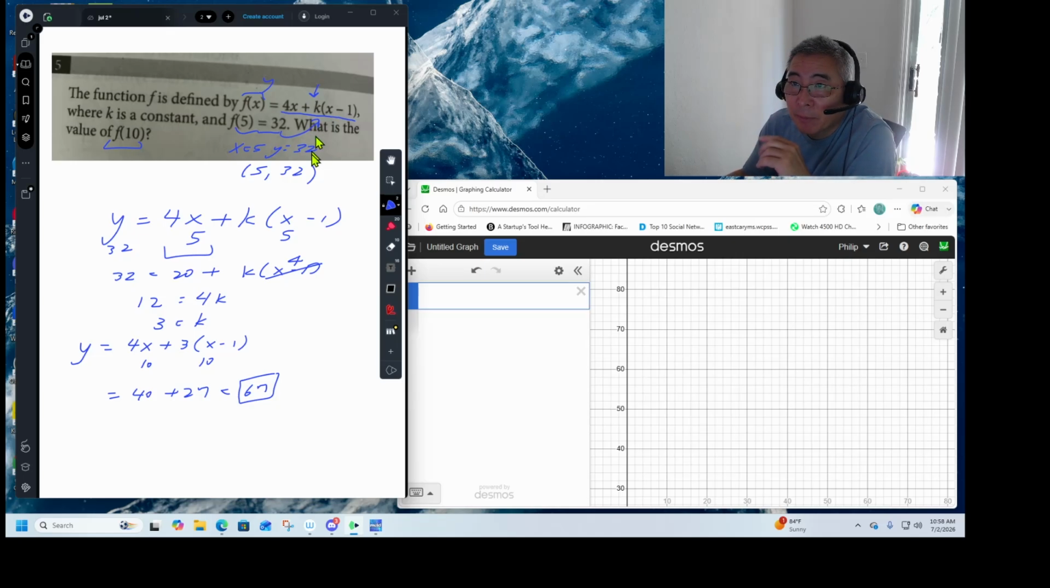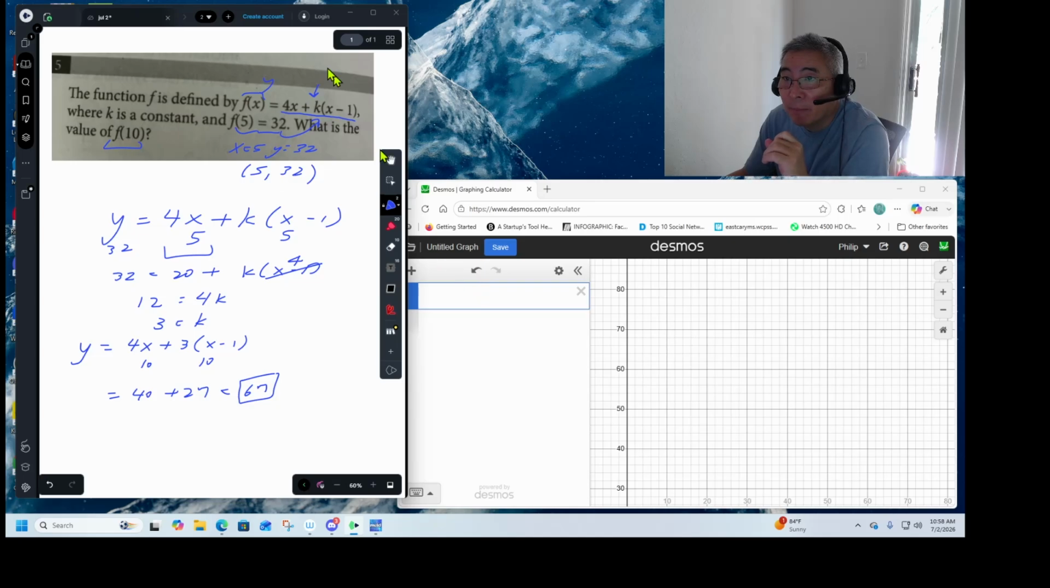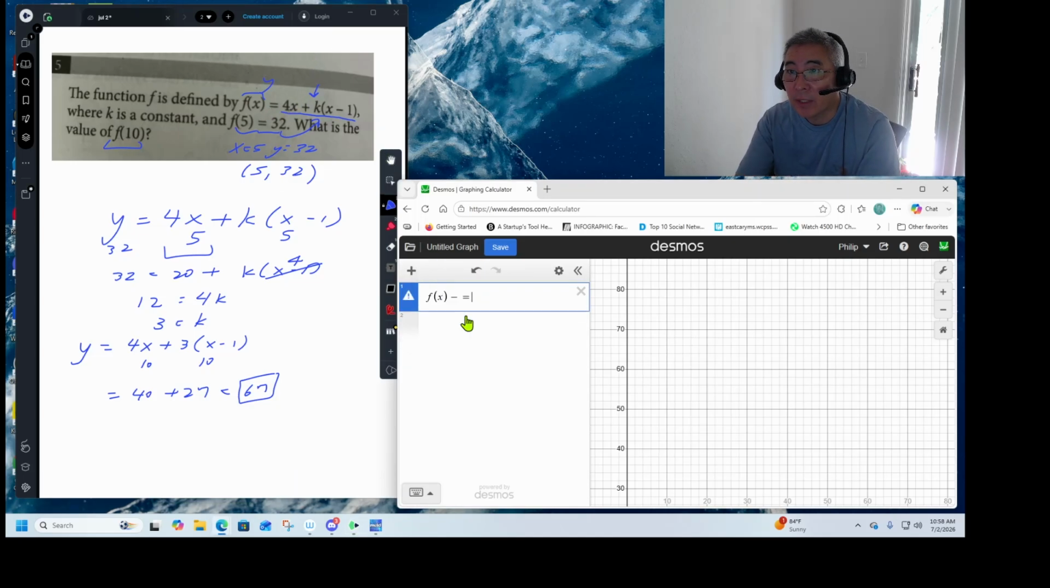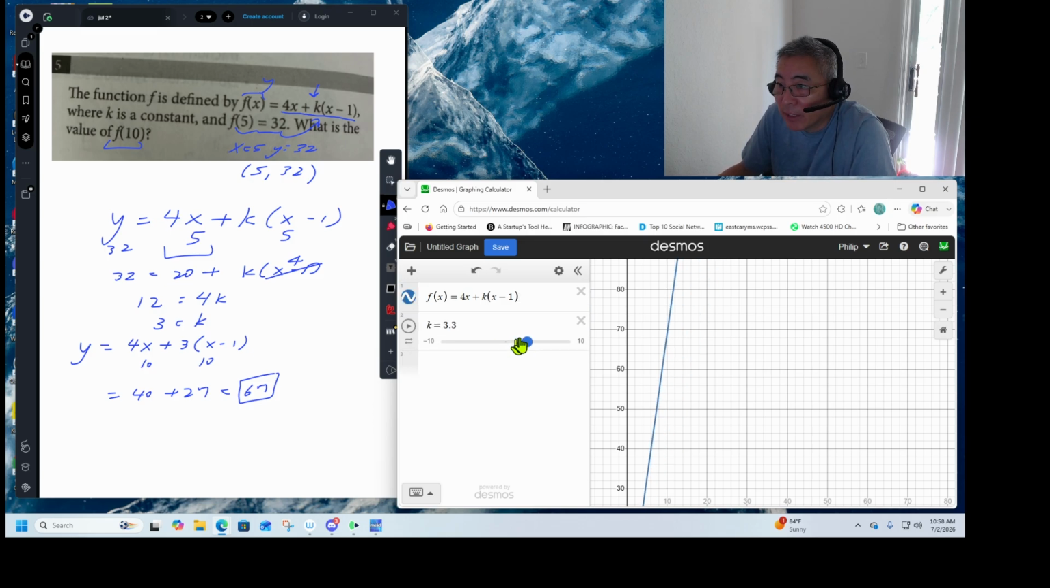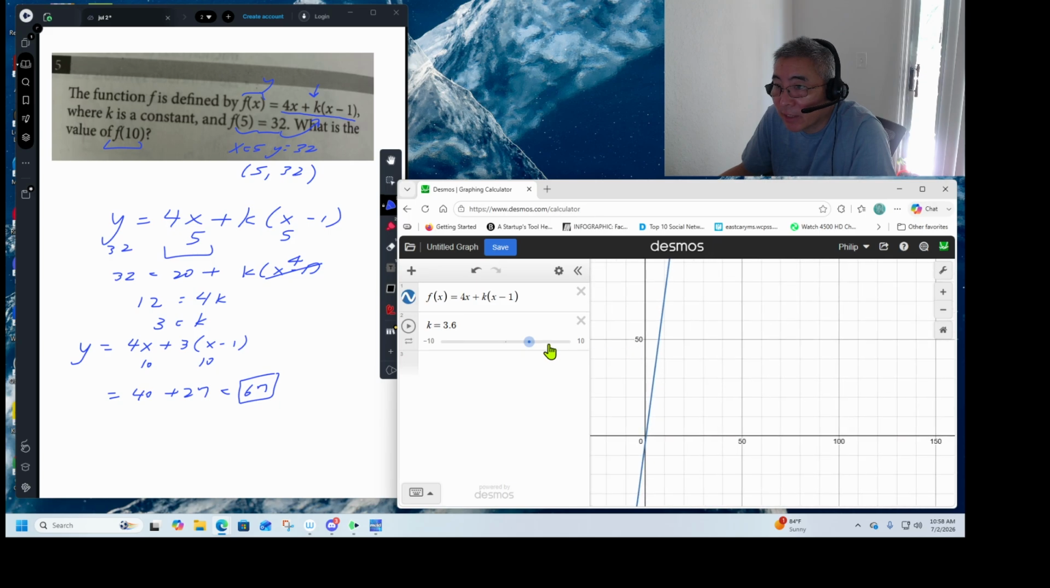How do we do this with Desmos? We don't maybe know what's going on, but we can type in this function here. We can type in f of x equals 4x plus k times (x minus 1). It asks us if we want to make k a slider. Yes, we do. And then basically from this, we can see that this f of x function is a line, and we're just using the k slider to determine the slope.